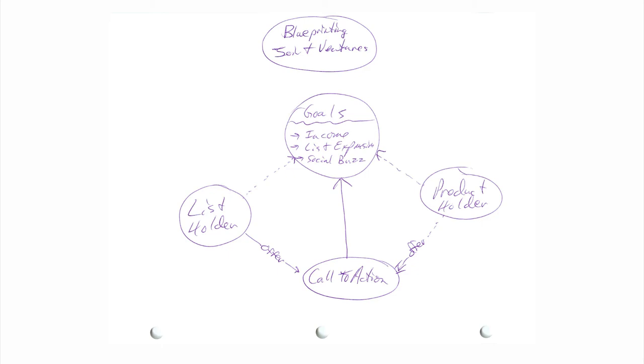So in general, the whole purpose of a product holder doing a joint venture with a list holder is to increase their list. So the solid line means that in the majority of cases, every case I can think of, the list holder is going to basically contact their tribe and tell them about the particular joint venture offering, which might be a product or a service or a book or an audio or a video or consulting or coaching.